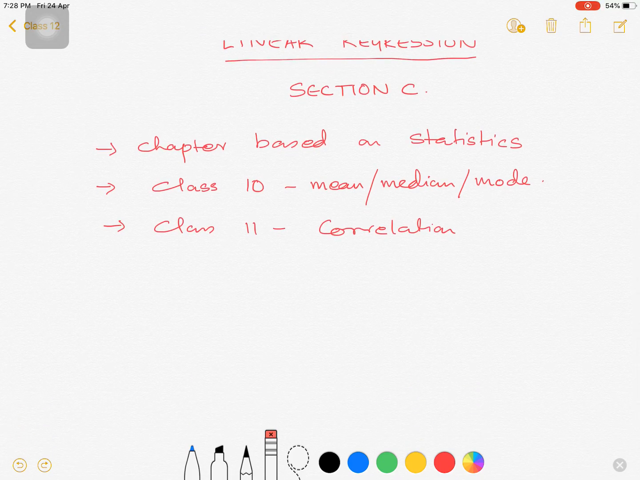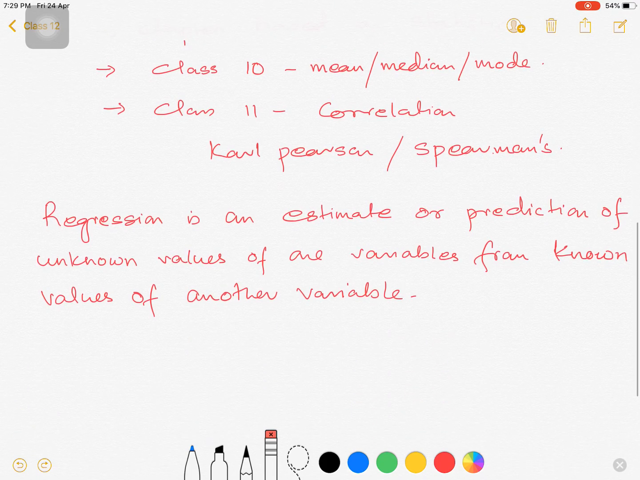In class 11 you also have done correlation, if you remember, Karl Pearson's method of calculating correlation coefficients, and Spearman's rank. We had done this in class 11. Related to this chapter, linear regression, we will find regression coefficients. Like the correlation coefficient in class 11, we will learn how to find the regression coefficient in this chapter. So let's come to the definition.